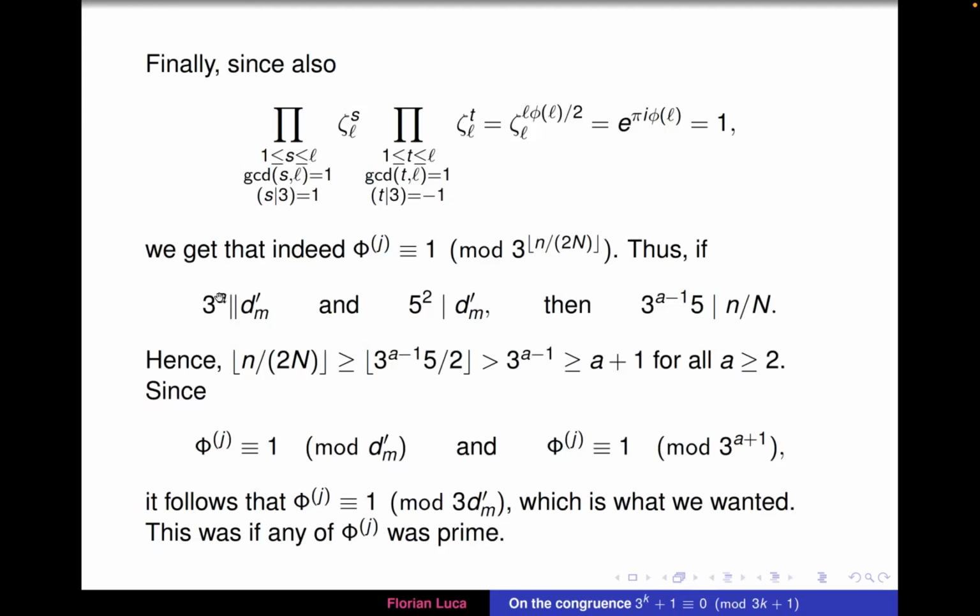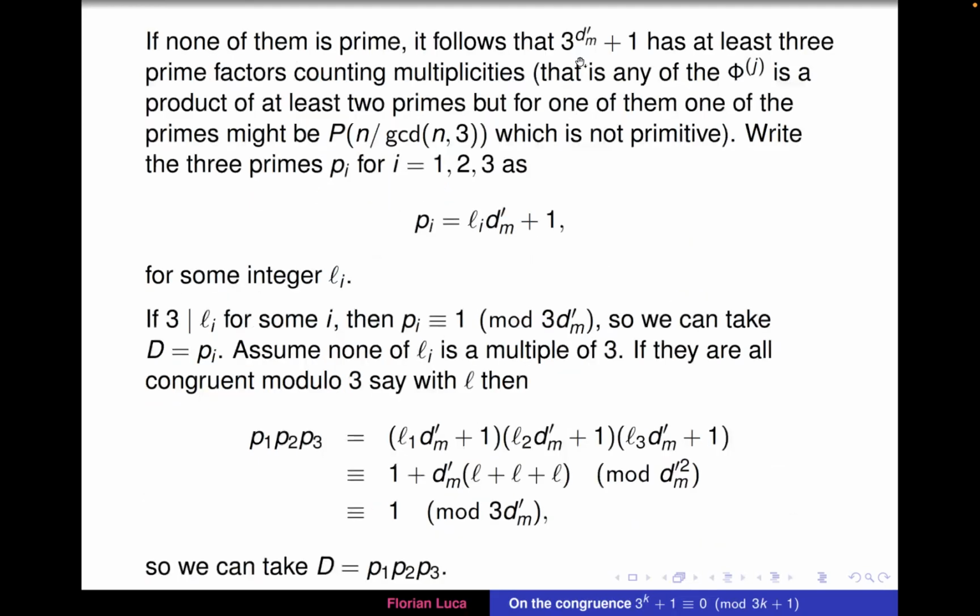So this shows that if a was the exact power of 3 in dm prime, then this primitive prime, which I'm assuming is primitive, is congruent to 1 modulo a larger power of 3, and it's also 1 modulo dm prime, so it's congruent to 1 modulo 3 dm prime. This is one of these guys if there were at most 2 primes. Well, if there's at least 3 primes, the problem is much easier.